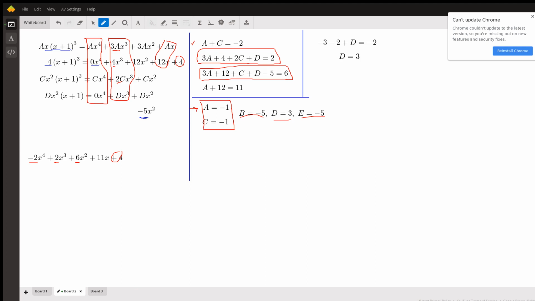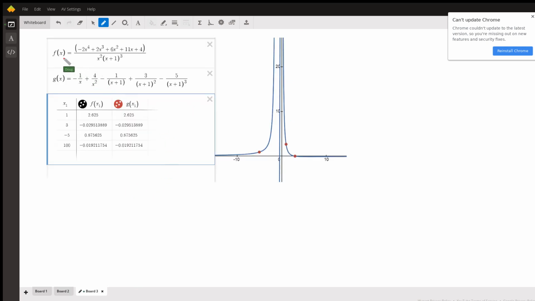And here's how you confirm your work on Desmos. If I write f of x equals the initial function, and then here's g of x broken apart with its partial fraction decomposition. This was a, b, c was -1, d was 3, e was -5. And you can compare on Desmos that these two functions have the exact same graphs. If you want to convince yourself even further, you can create a table and show that any value you plug in for x gives you the same value for both functions.